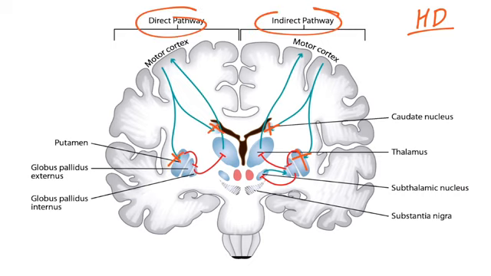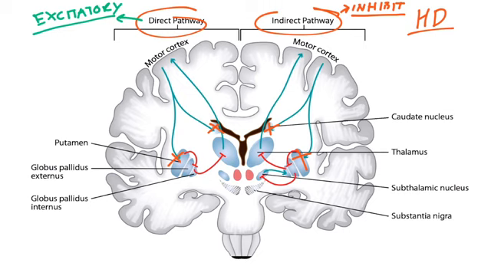After all, both the caudate and putamen are involved in both the direct and indirect pathways, as seen on this image. Recall that the indirect pathway is mainly inhibitory, while the direct pathway is mainly excitatory. So in Huntington's disease, we are affecting both the excitatory component of the basal ganglia as well as the inhibitory component of the basal ganglia.